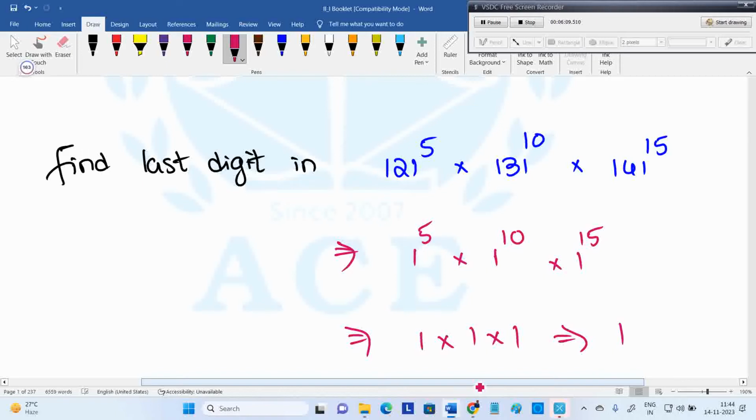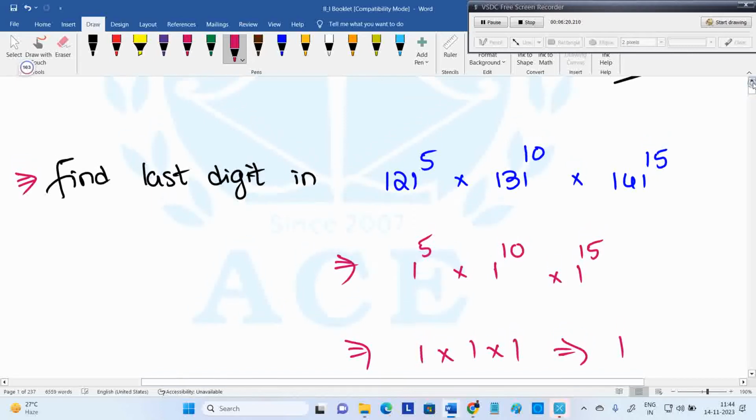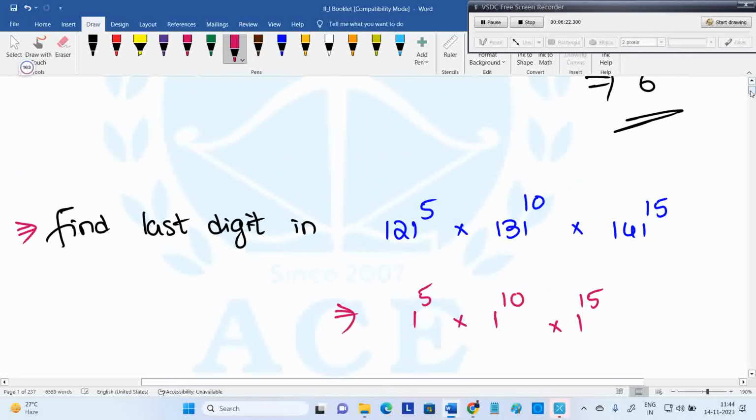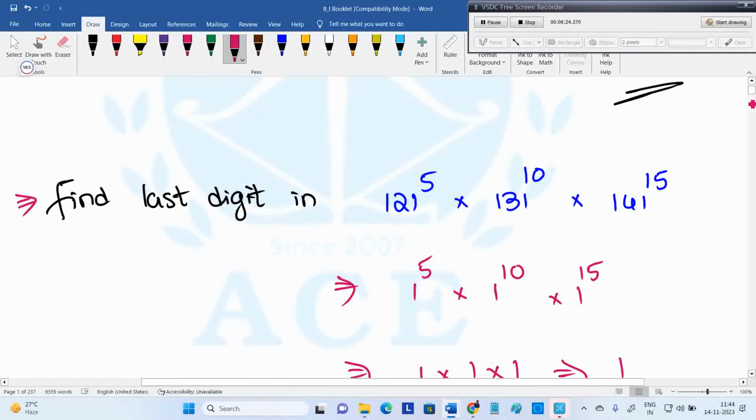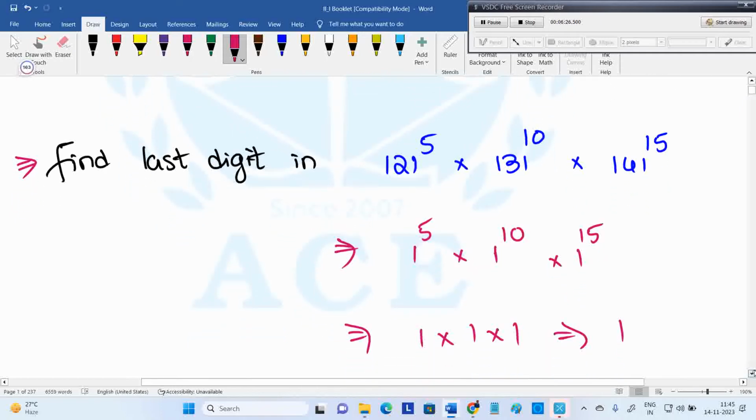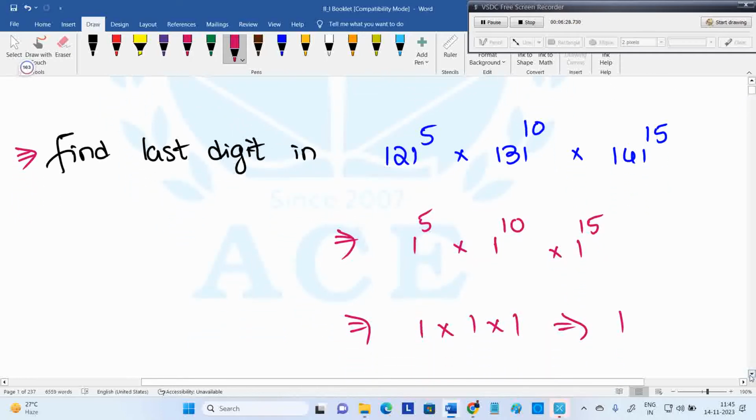Sir, 121, right? Why have you taken 1? Our focus is only on the units place or last digit. Keep in mind that. Okay, so just as I gave in the previous example, what is the units place or last digit? Now here in the powers, 121 power 5, 131 power 10, 141 power 15, what is the units place? You came to know, right?